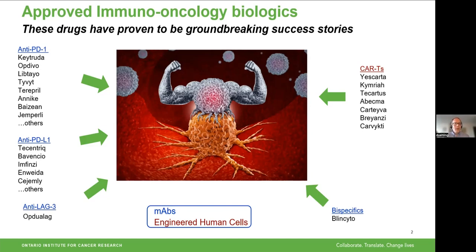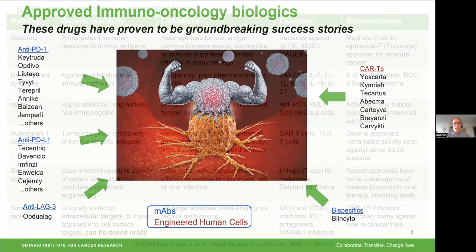They include anti-PD-1 drugs, anti-PD-L1, more recently LAG-3, another speaker had highlighted this target, and those are all monoclonal antibodies, as well as bispecific antibodies, which have just started to become approved. Blincyto is one of those drugs. And then we also have CAR Ts, which are engineered human cells. And of course, with this audience, I probably don't need to belabor the exciting results of some of those drugs.